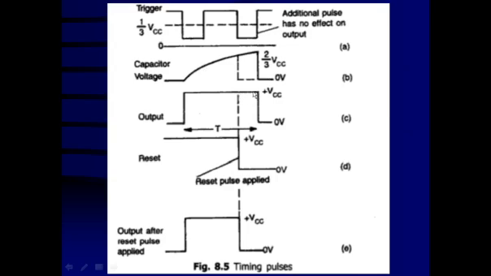And you can see that this output is going from the unstable state to the stable state, and it will provide one pulse. This pulse has a duration of capital T. This capital T is equal to 1.1 R into C. It depends upon the value of R and C only. This is your output. This is the timing cycle it is providing.